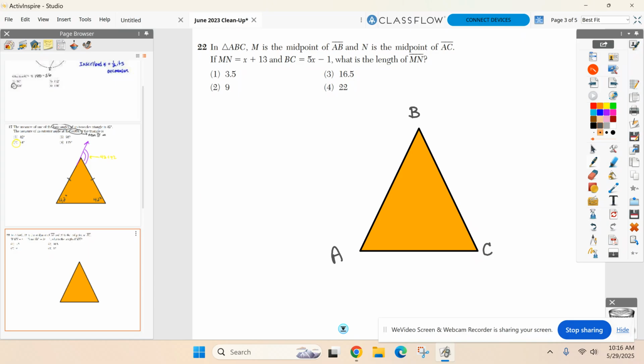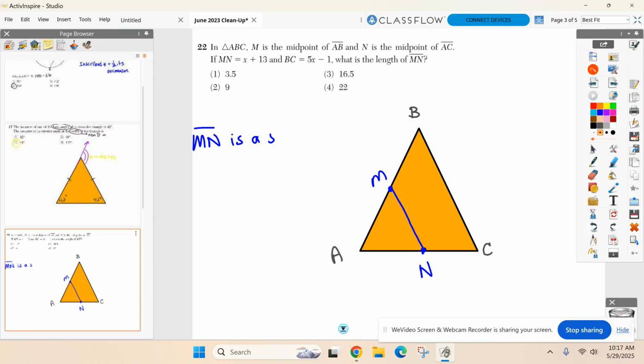All right, triangle ABC. I got some midpoints now. M is the midpoint of AB. N is the midpoint of AC, not BC. Let's stop right here before I label it. MN, we got a name for it: mid segment. Anytime you connect the midpoints of two sides of a triangle, you have what's called a mid segment.